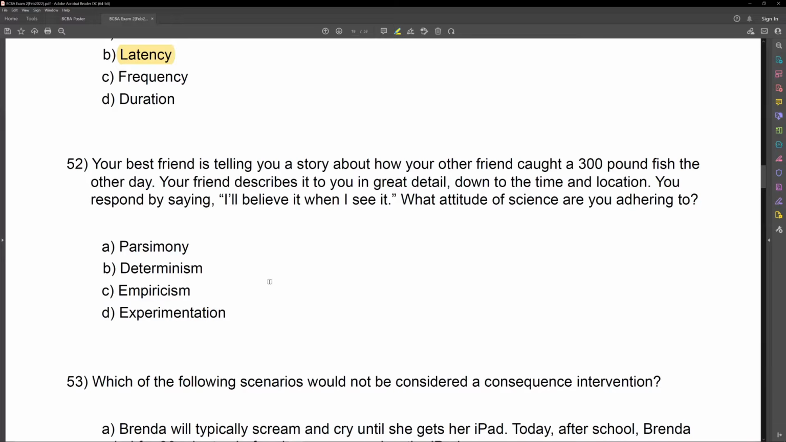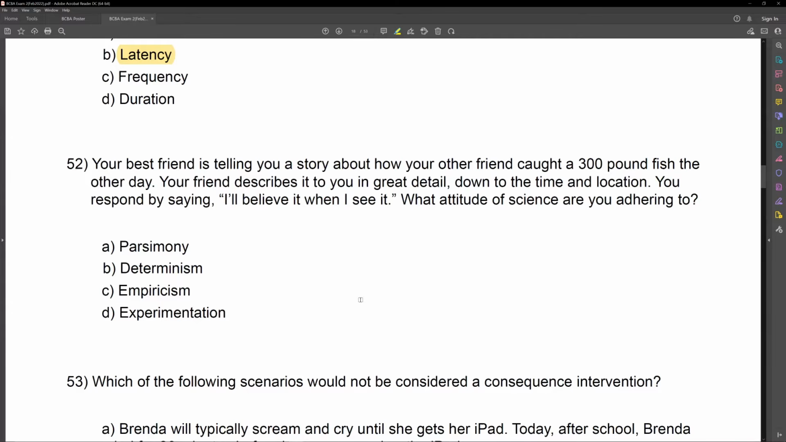So we look at C, empiricism, and empiricism is essentially observation. We make judgments based on things we observe in our environment. So if you say, I'll believe it when I see it, you're saying, okay, I need to see it with my own eyes first. I need to observe it. So when we talk about things like direct observation and functional analyses, we're talking about empiricism, right? This is empirical observation, right? So C looks like our best answer. On our exam, do we just pick the best answer, the first one we see, and move on?